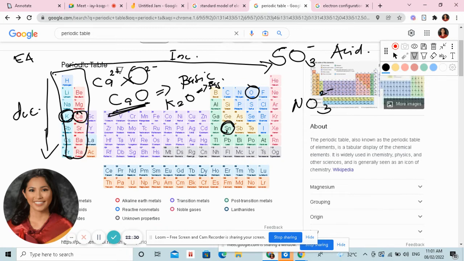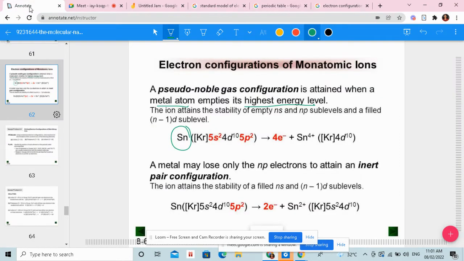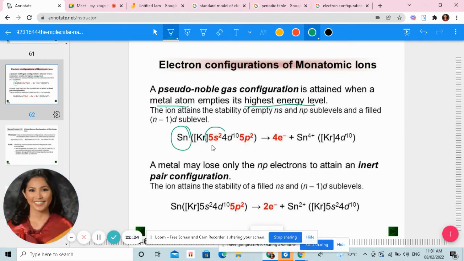Now, when it loses the outermost electrons, or empties the highest energy level, what is the highest energy level? It is 5. Now, when the metal empties its highest energy level, we remove 4 electrons. Then we call that one a pseudo noble gas configuration.